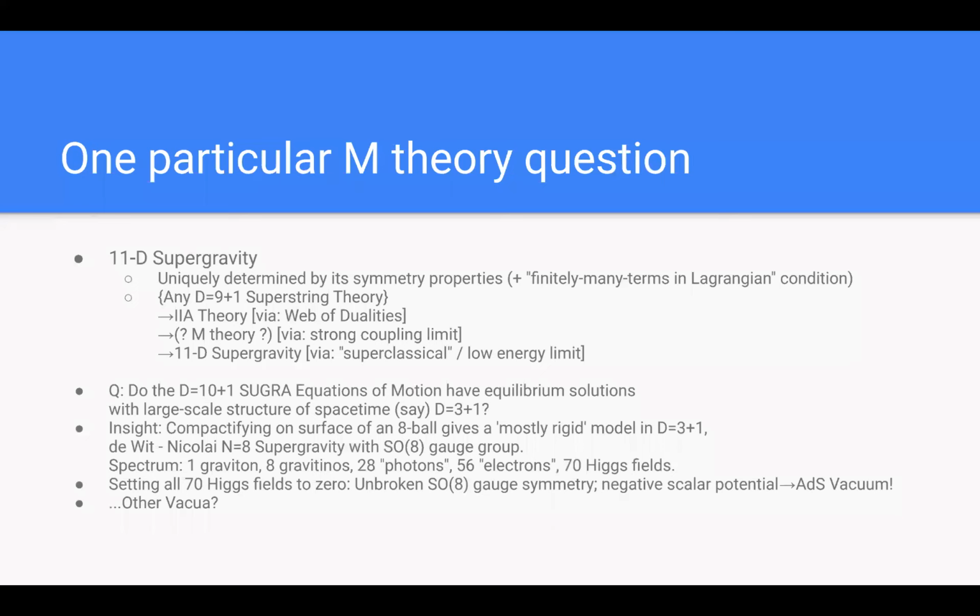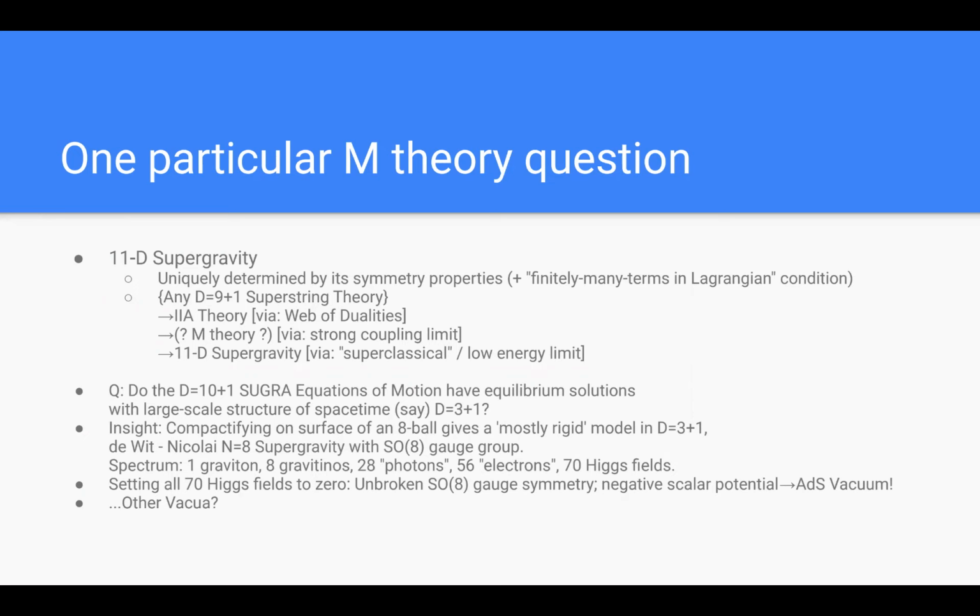Now, a natural question here is whether the 11-dimensional supergravity equations of motion have equilibrium solutions with, let's say, a large-scale space-time structure where we have time plus 3 more directions that haven't been compactified. And in fact, that works, yes.